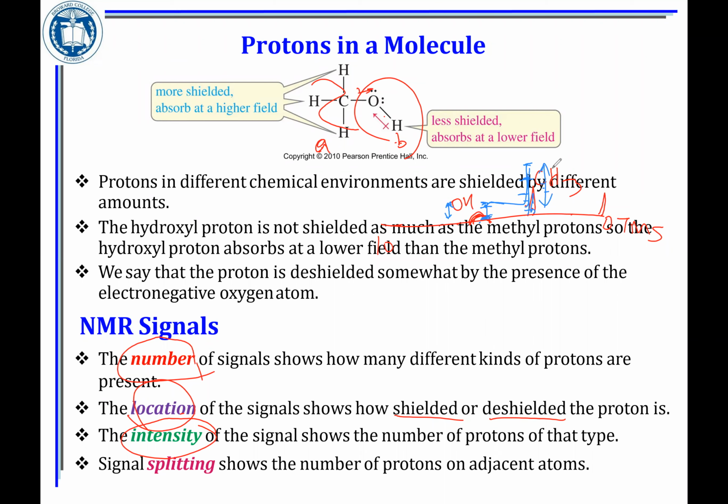So we get a lot of good information. Number of signals shows how many different types of hydrogen you have. Location shows how shielded or deshielded the hydrogens are. Intensity shows how many hydrogens of that type you have. And then the splitting pattern shows how many protons you have on the adjacent carbon.